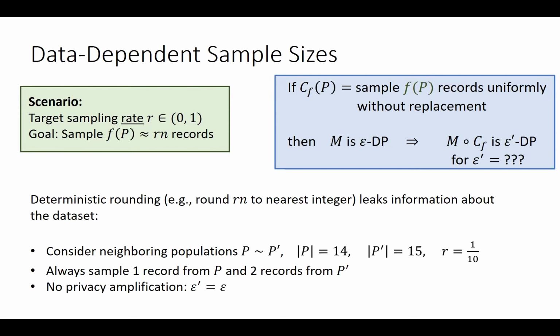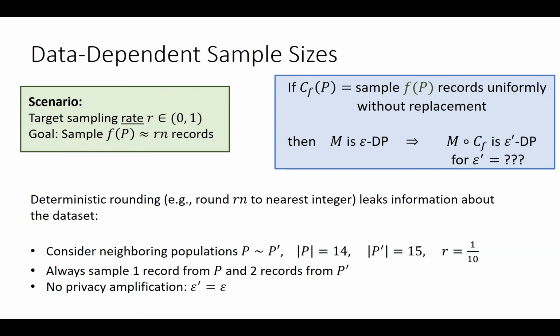But I want to argue that this, in fact, is not good for privacy, or at least it doesn't amplify privacy in the way that you might expect. So again, if you consider neighboring populations P and P prime, and let's say I have some target sampling rate, which is 1/10, and let's say the size of P is 14, so something that you would round down to 1, and the neighboring data set is P prime, which is something that you would round up to 2.